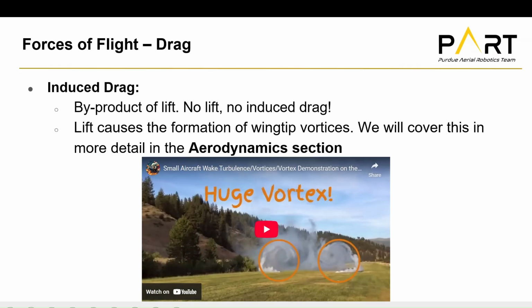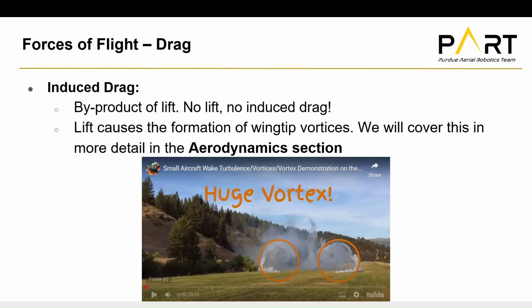Induced drag, right? This is a byproduct of lift. If there's no lift, there's no induced drag. It's caused by the formation of wingtip vortices, which we'll get into, which is a huge issue with going to that 3D wing. In the first video, I mentioned that 3D wings have less lift than an airfoil, and that's because of these wingtip vortices.